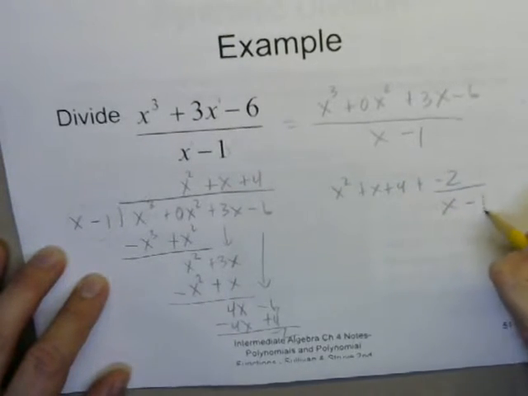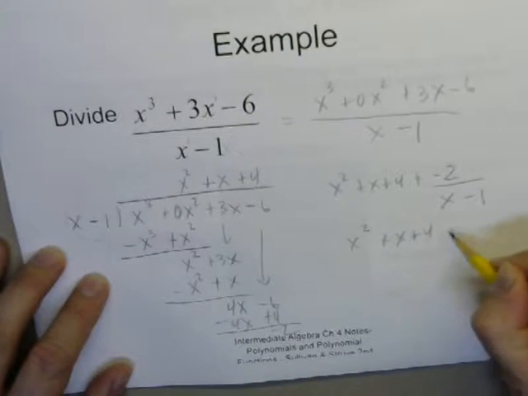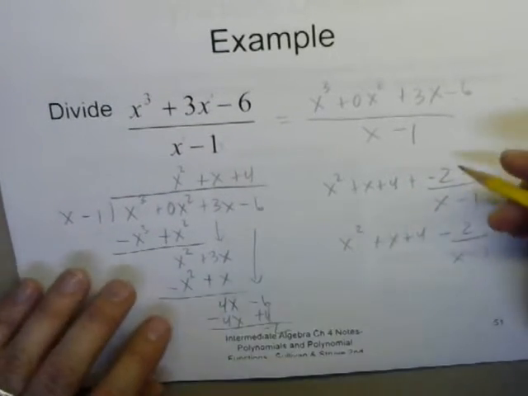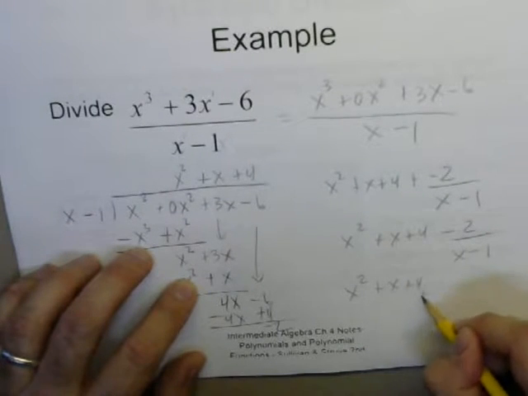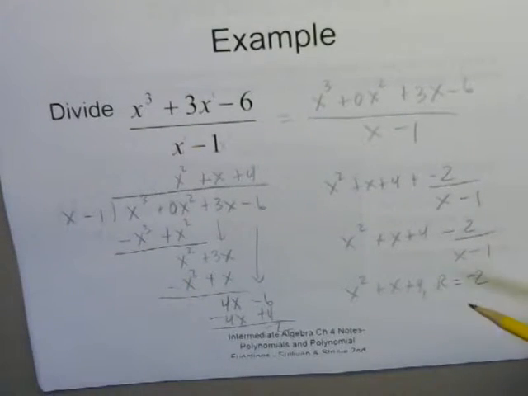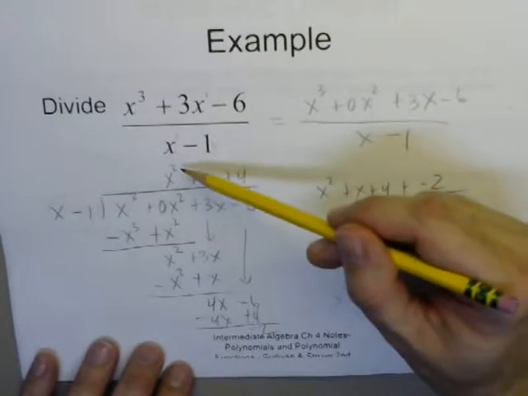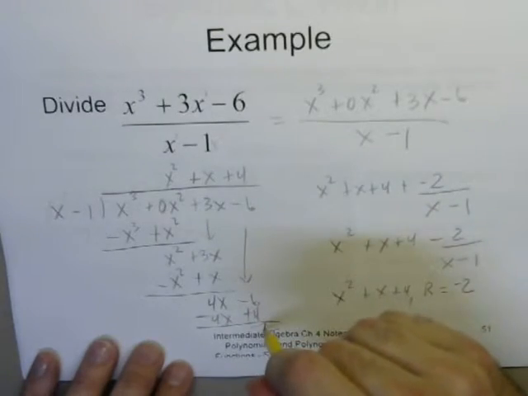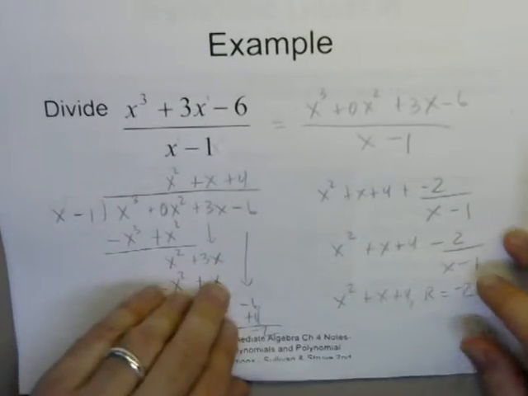over x minus 1, right? And I guess if you want to write that as x squared plus x plus 4 minus 2 over x minus 1, you could do that, right? Because plus a negative is a negative. Or again, like I said, you could write it as x squared plus x plus 4 with remainder equal to negative 2. And again, you might want to double check your work here just to be sure. I won't bother checking this one, but you could check this by taking this times that plus the negative 2, and it should give you the x cubed plus 3x minus 6.